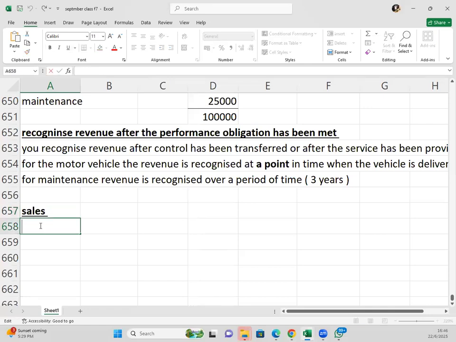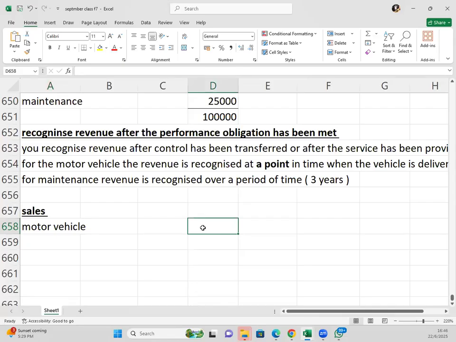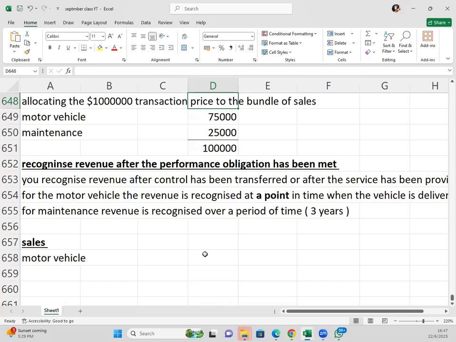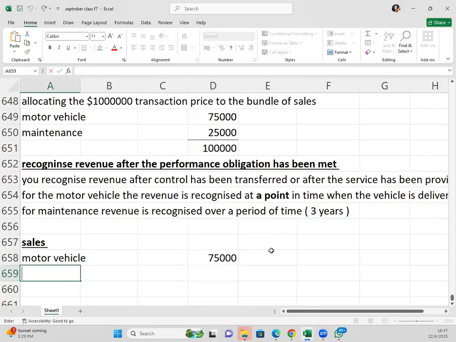So in our sales, for the motor vehicle, control is transferred from the day we hand over the car keys. So on 1 January, if we give the customer the keys, then the control is transferred. So in our books, we can say we have sold the car and we can recognize the revenue of 75,000, recognized at a point in time.